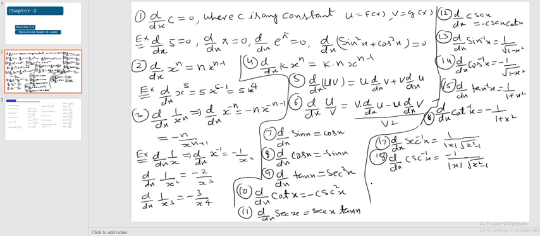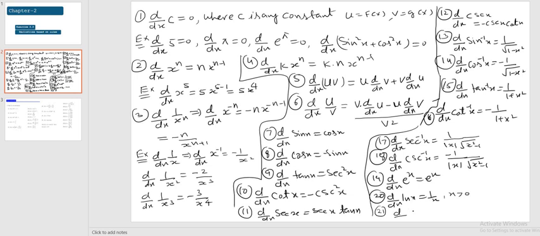And then d/dx of e power x is e power x. d/dx of ln of x is 1 divided by x, where x is always positive.